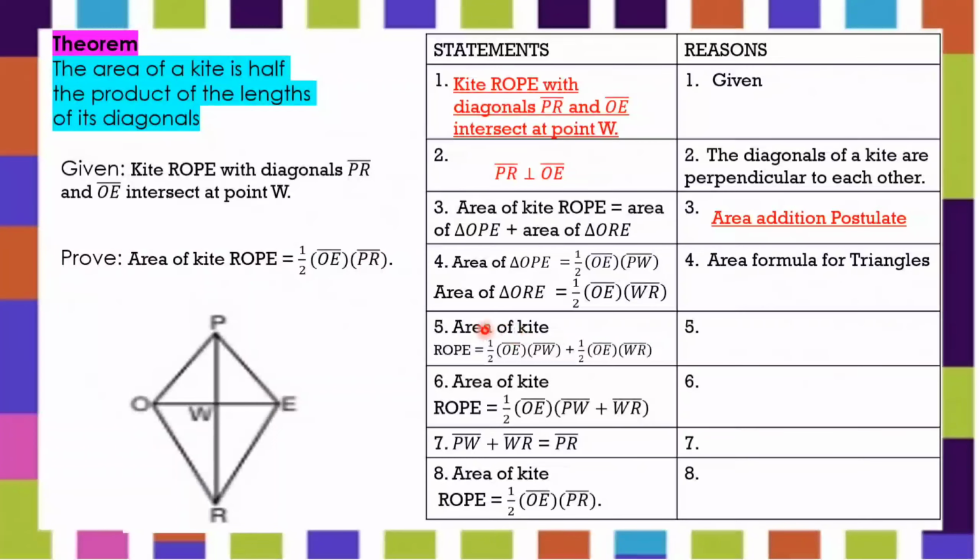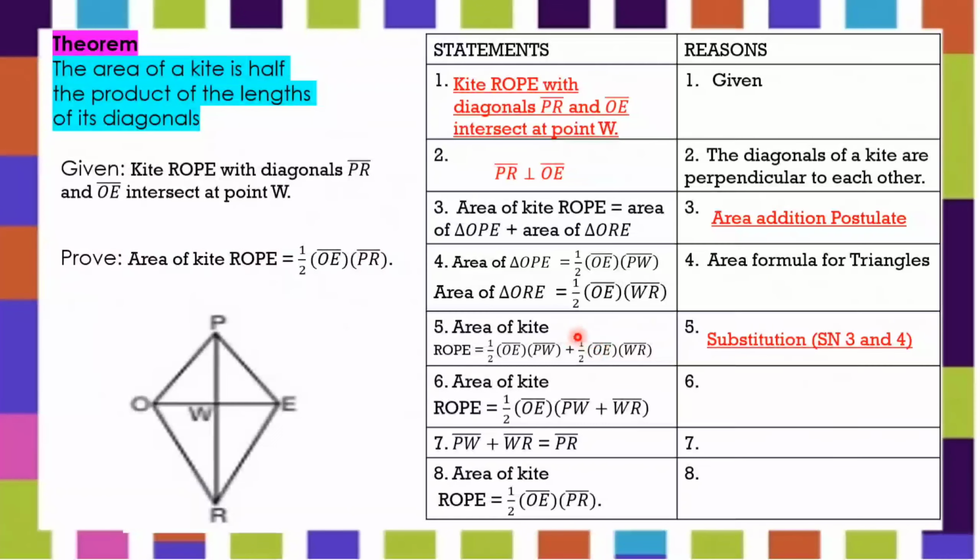Okay? So next, we have the area of the kite ROPE, that is equal to half OE times PW plus half OE times WR. Under what reason? That is substitution from statement numbers 3 and 4. So, kanina, dito sa number 3, ang area ng kite ay equal sa area ng dalawang triangle. So, sa number 4, binigay natin yung formula ng area ng dalawang triangle. So, sinubstitute lang natin yung formula ng dalawa.